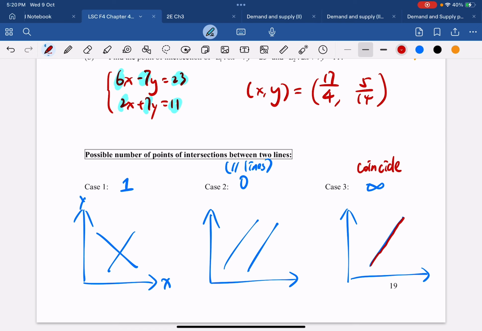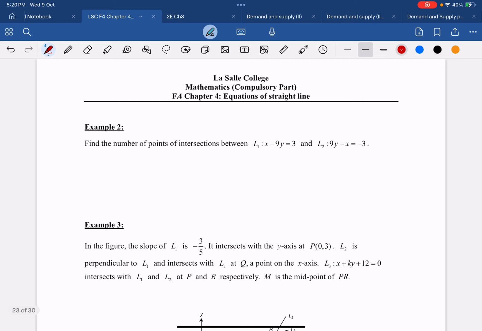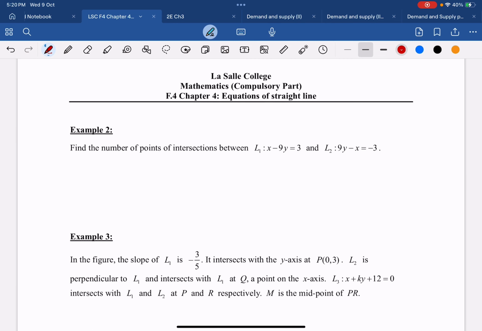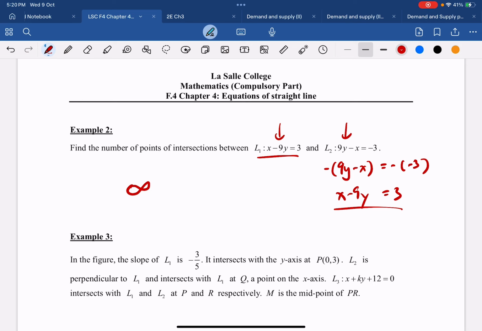So let's go to the next part. So you can try it out, for example 2. How many intersections are there between these two lines? Try it out yourself. So let's check the answer. So actually you will find out that 9y minus x equals negative 3. You can try to multiply negative 1 for both sides, and you will find that actually these two lines are the same. So you will have an infinite amount of points of intersection for these two lines, because actually they are the same line.